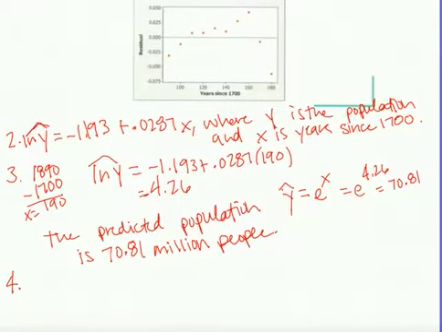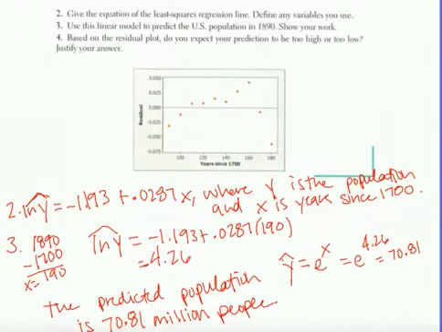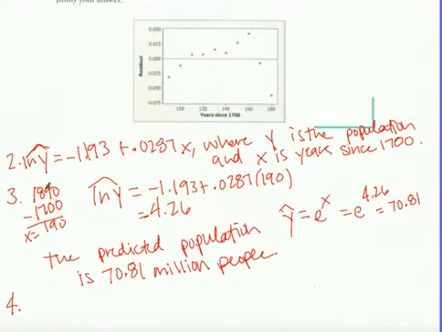Number 4 says, based on the residual plot, which is here, do you expect your predictions to be too high or too low? Justify your answer. So on your residual plot, your x values are your years since 1700. And we calculated that for number 3, we were going to use 190. So 190 would be way over here somewhere. And so if we were just kind of predicting what was going to happen, that would take our value to be something that was negative.